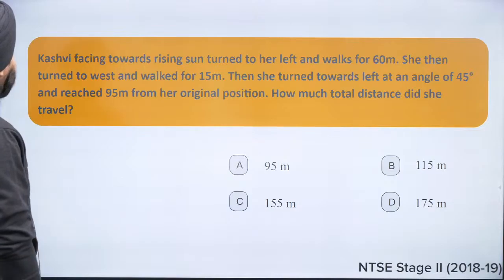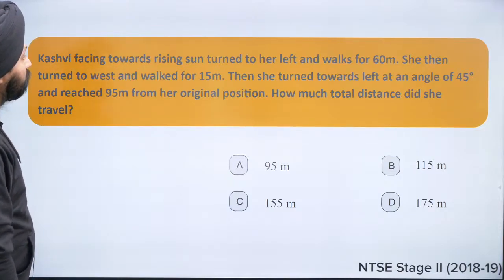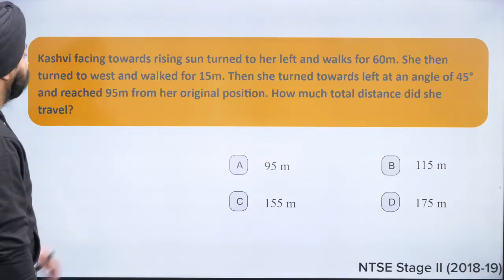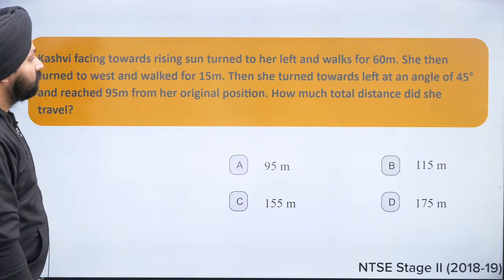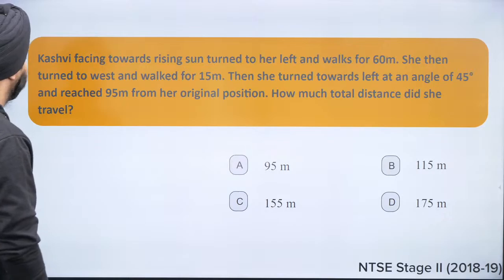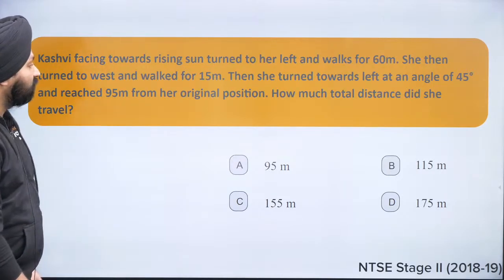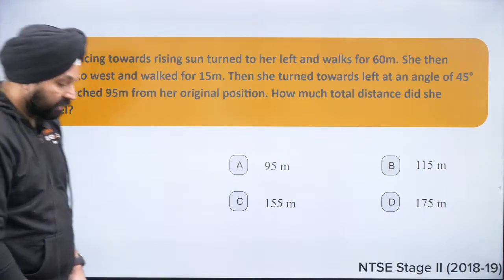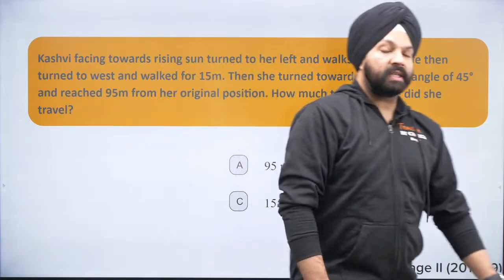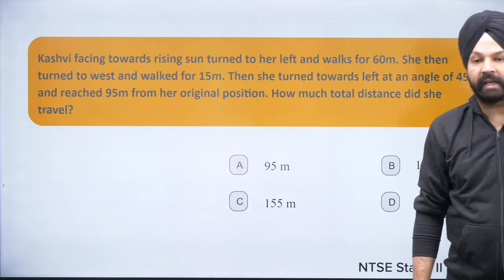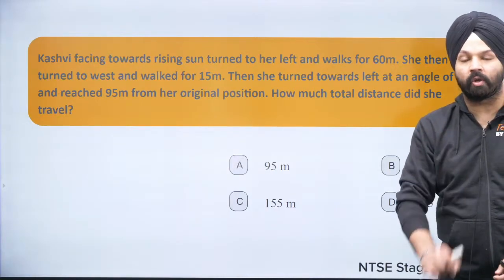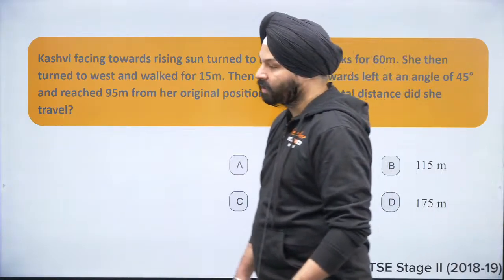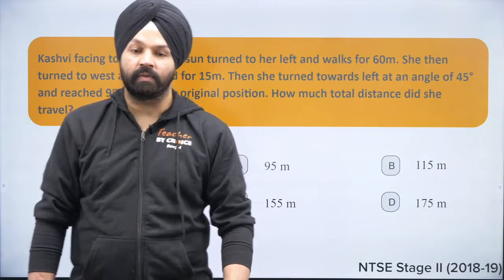So next question. He says Kashvi, facing towards the rising sun, turned to her left and walks for 60 meters. She then turned to the west and walked for 15 meters. Then she turned towards left at an angle of 45 degrees and reached 95 meters from her original position. How much total distance did she travel? So this is a question of direction sense. A little Pythagoras theorem will be needed and nothing else, but a good question. Quickly tell me what the answer will be.